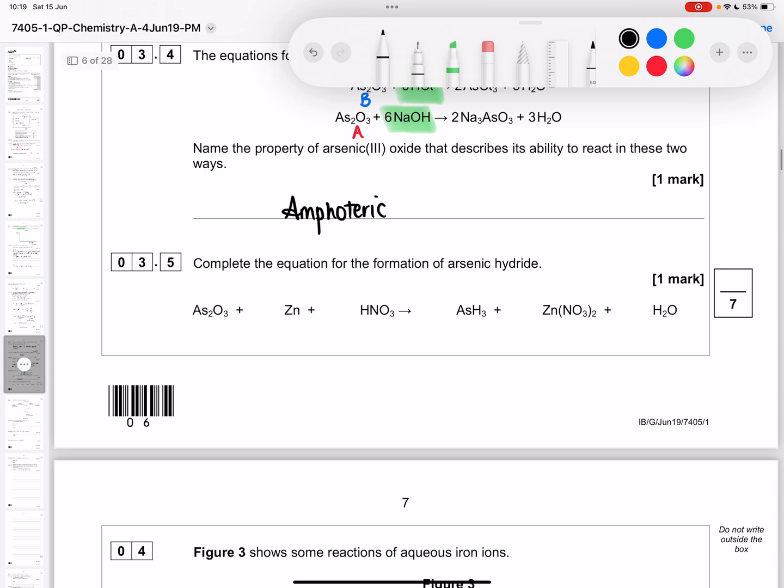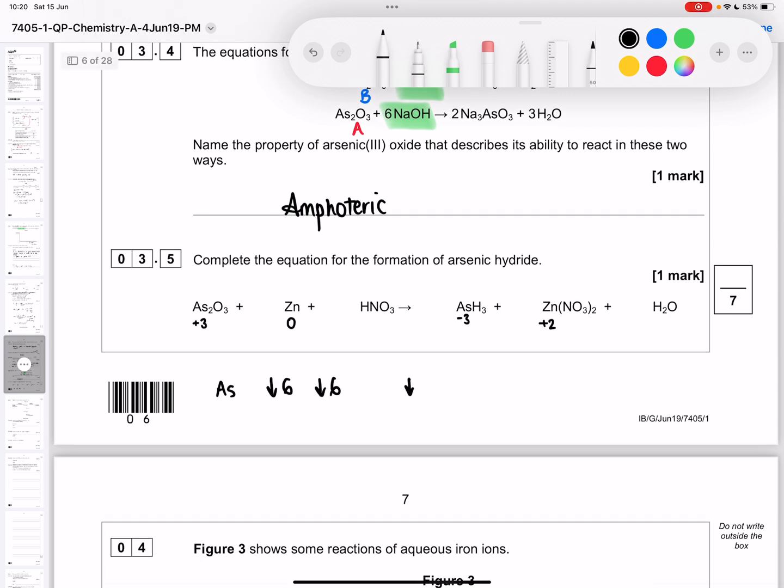So we can see in here that each oxygen is -2, so each arsenic is +3. And zinc here is 0. And at the other side, the arsenic has gone to -3 because each hydrogen is +1. And the zinc has gone to +2 because a nitrate ion is -1. And zinc's only other oxidation state other than 0 is +2 anyway. So we've got 2 arsenics, each going down 6, so in total we've got a reduction in oxidation state of 12.